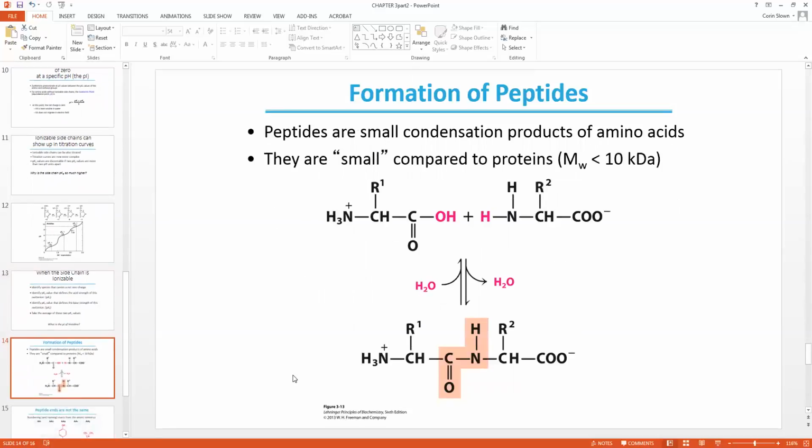Now, when we think about how these amino acids form peptides, it's useful for us to think about the formation of a covalent bond as the loss of water. So if we're going to form the bond, we're going to lose water. That's going to occur through a condensation reaction. If we're going to break the bond, we're going to add water, and that's going to occur through a hydrolysis reaction. Now, peptides themselves are very small compared to proteins. Our molecular weight is going to be less than 10 kilodaltons.